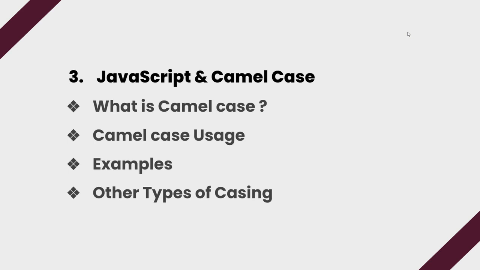Next, we have JavaScript and camel case. Now, camel case is actually a style of declaring variables. So under this section, we'll get to know what camel case is. We'll get to know how to make use of camel case, and we'll also see a few examples of variables that are declared using camel case.